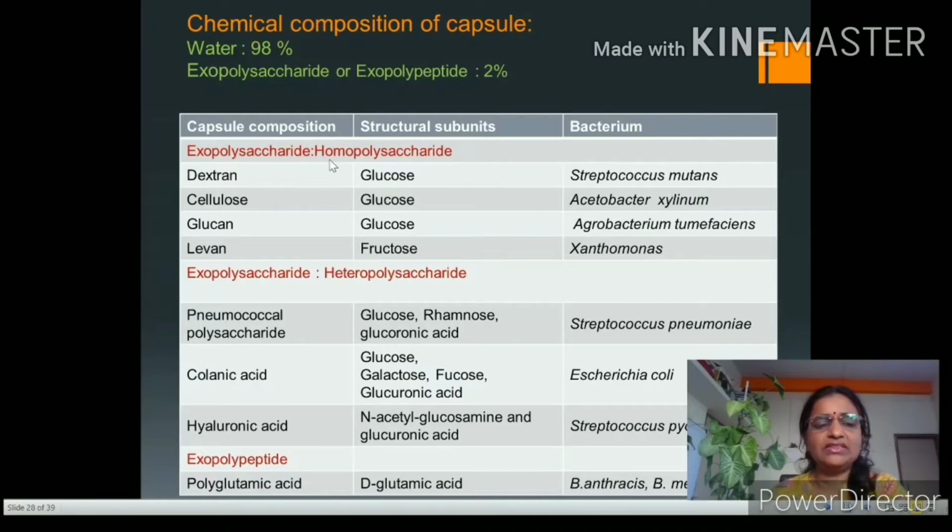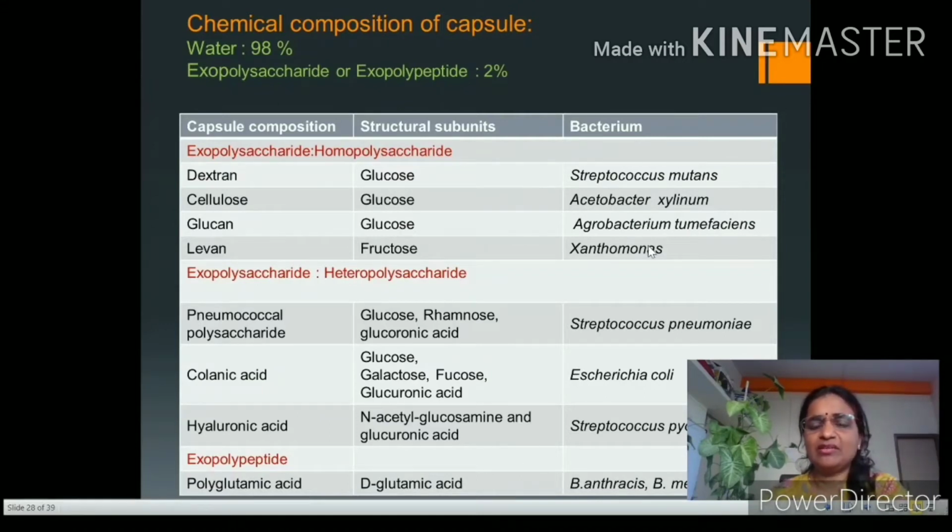Now first of all we will see the bacterial cells having exopolysaccharide in their capsule. As you know, polysaccharides are of two types: one is homopolysaccharide and another is heteropolysaccharide. Homo means the polysaccharide which consists of a single sugar unit. A good example is our starch. Starch consists of glucose, so it is a homopolysaccharide. Like that there is heteropolysaccharide. Hetero means the polysaccharide which is made up of more than one, different sugar units.